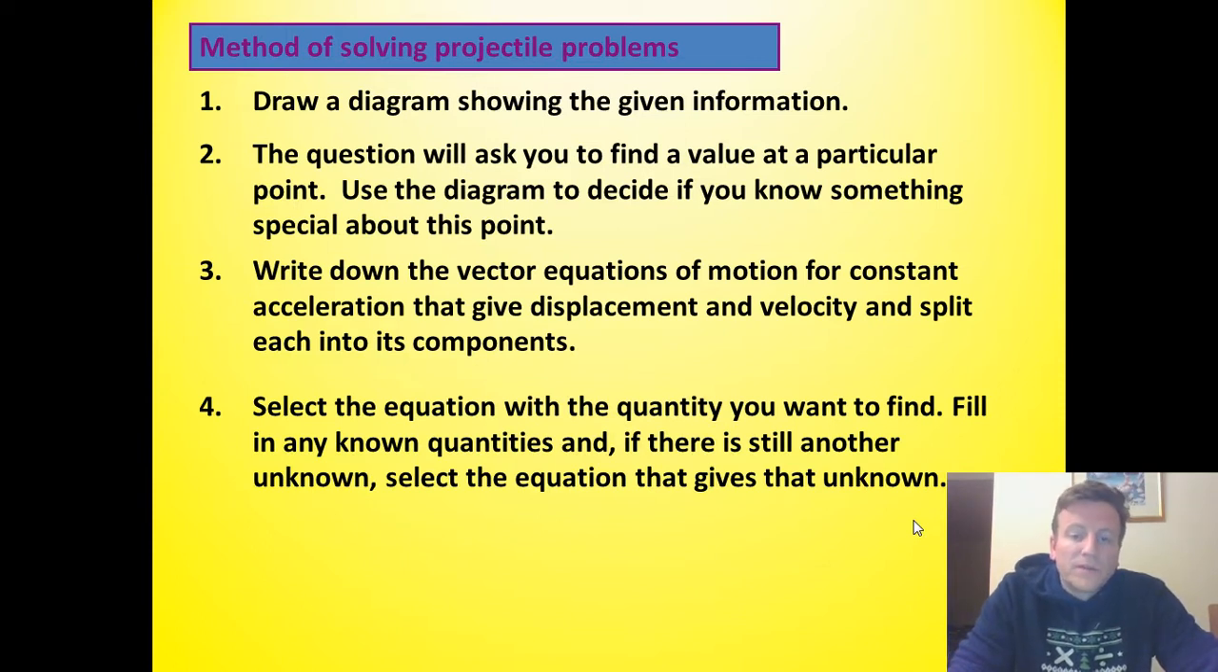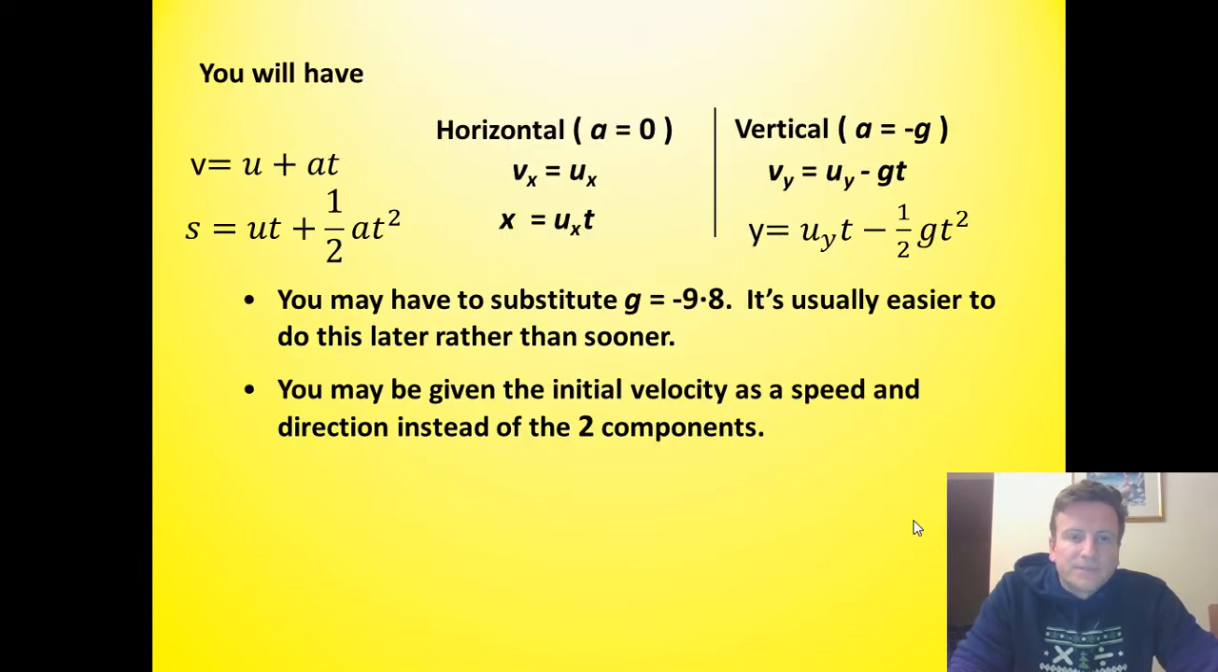If they're still unknown, then you may have to use simultaneous equations. You may have to use what basically is parametric equations, but you may not have come across that within pure yet. Remember that you will be given v equals u plus at and s equals ut plus half at squared in your formula book. You'll just need to know how to switch them.